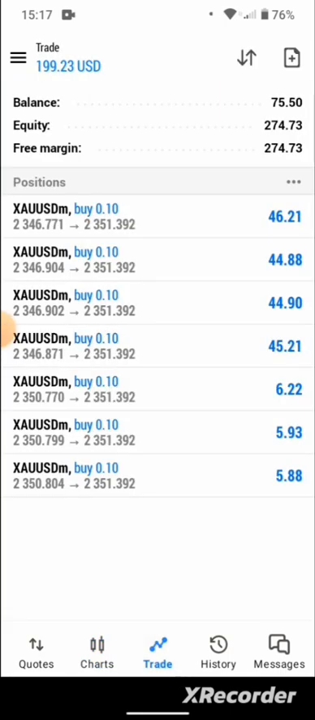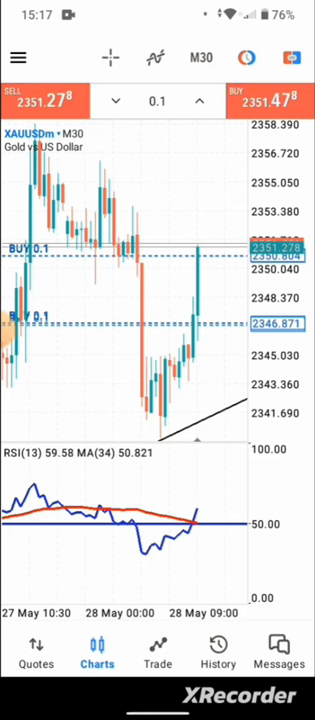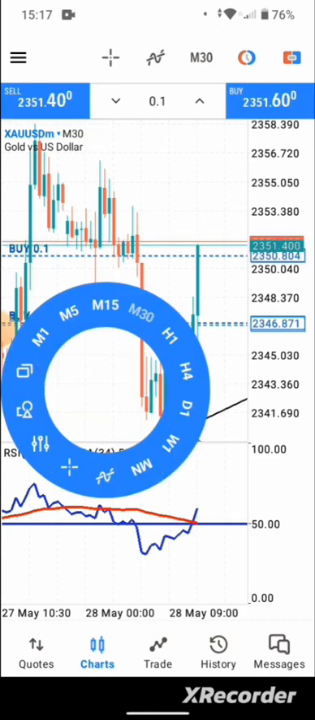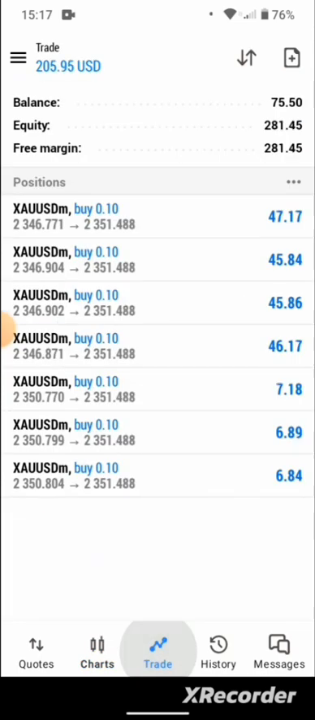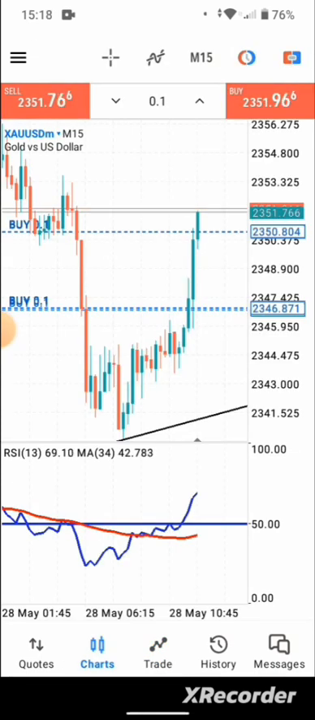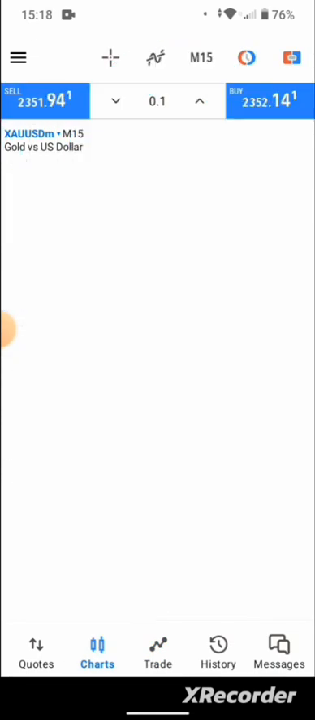Our $75 in less than just 10 minutes is now $274. This is massive. This is basically how we trade a small account. This is how you can flip an account very fast, guys.